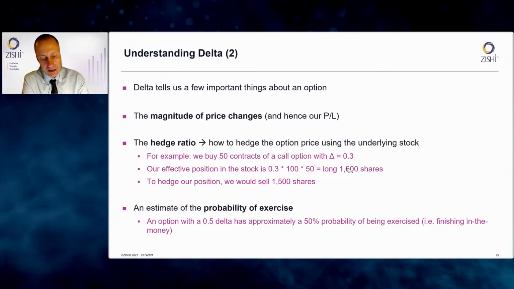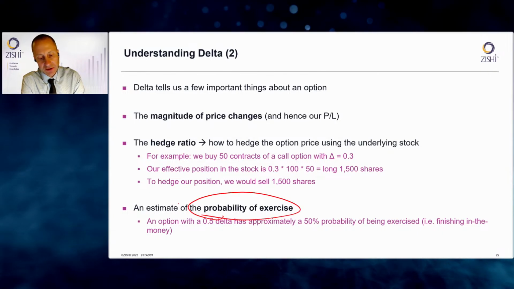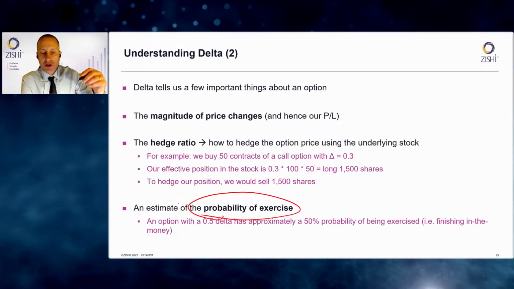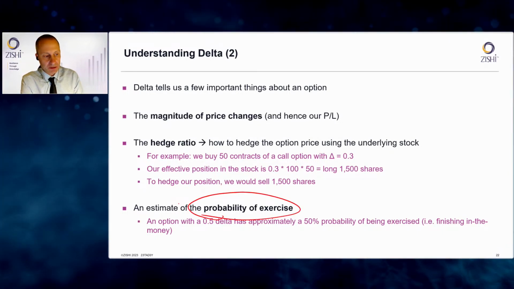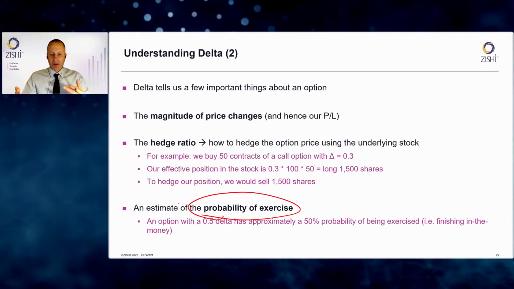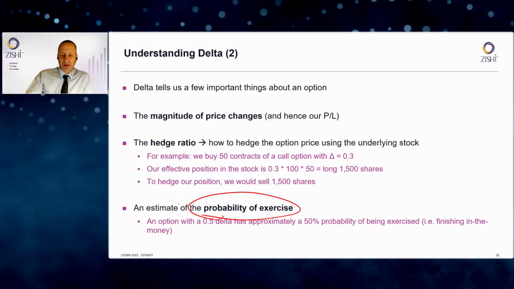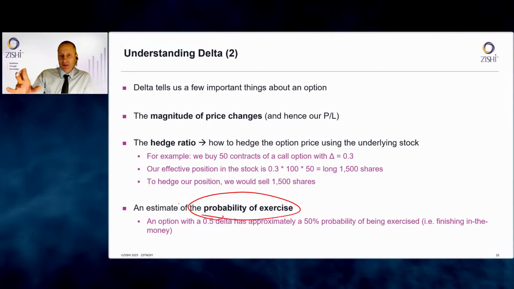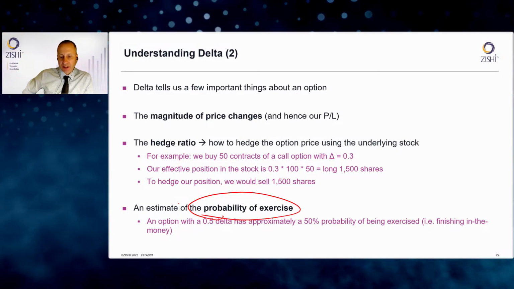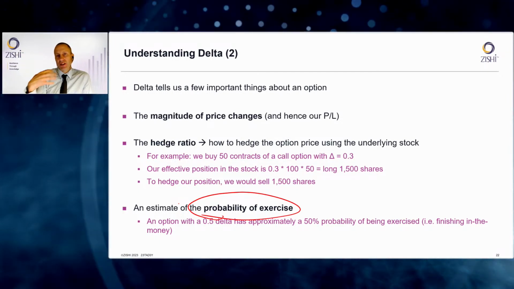And another interesting use of delta is it gives us an approximation to the probability of exercising our option. So if I said to you we're trading a call option with a delta of 0.3 or 30%, that means that approximately this option has a 30% chance of being exercised. So you can use that now as you're making your trading decisions.